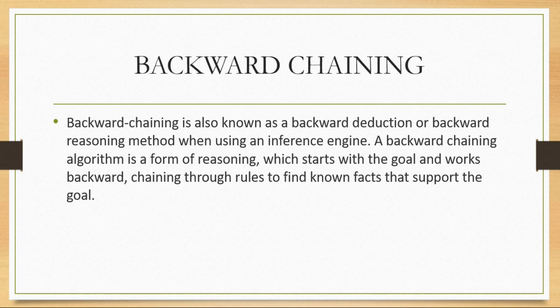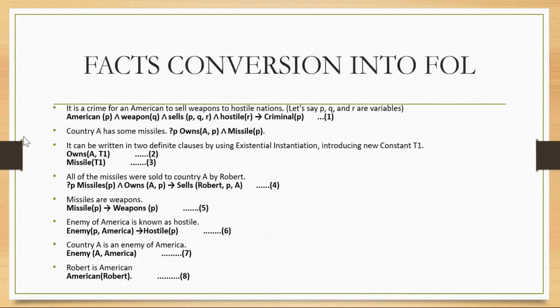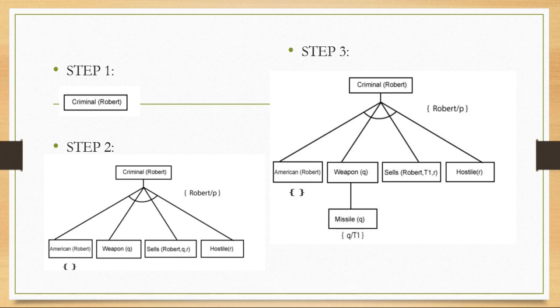We'll solve one example, the same example we solved for forward chaining, and these are the facts. We have to prove that Robert is a criminal. You can check the FOL conversion in forward chaining. So this is the FOL conversion, and then we can draw the graph for backward chaining. We have to start from the goal, that is our conclusion. What we have to prove is our goal and conclusion, right? So we have to prove that Robert is a criminal. We can convert that into FOL as Criminal(Robert). We are starting from that.